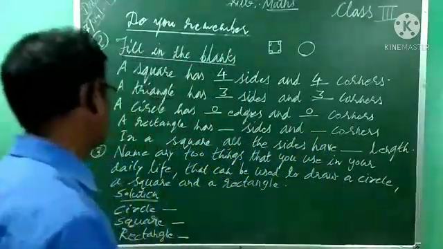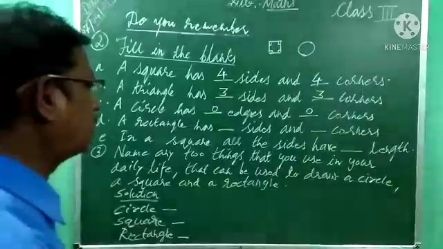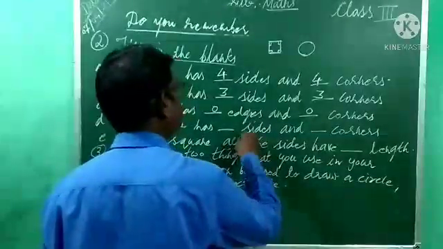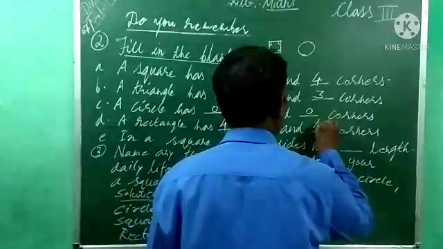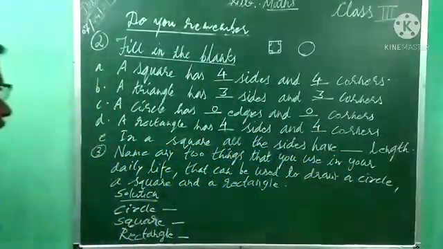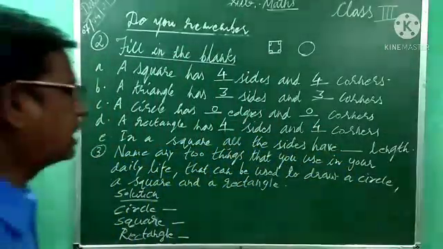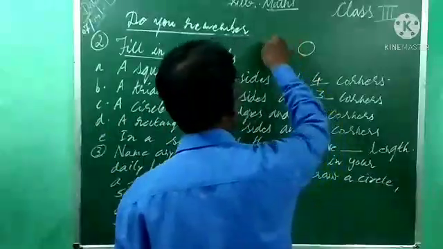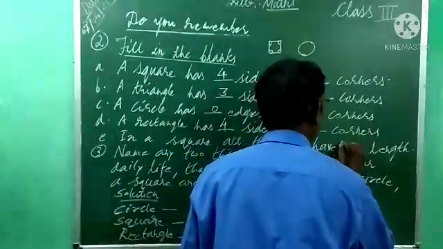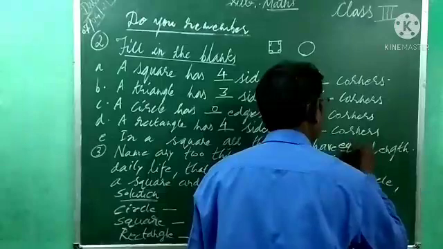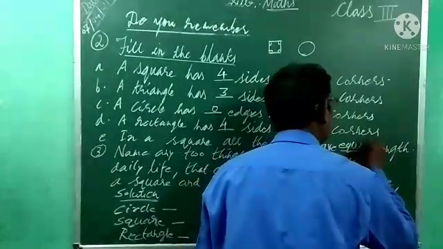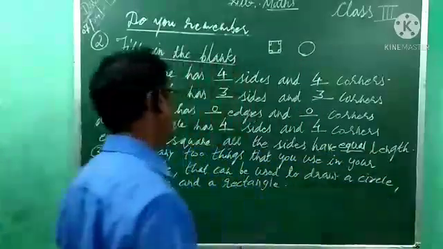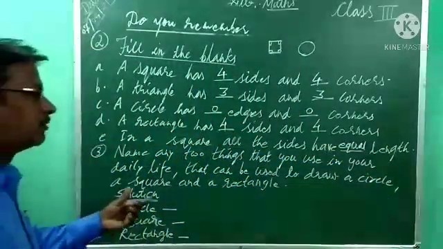So 0, 0. A rectangle has dash sides and dash corner. Rectangle, how many sides are there? Just like square, 4 sides and 4 corners in a rectangle. In a square, all the sides have dash length. In a square, all sides are of equal length. Same length. In a square, all sides are equal in length. Understood? In a square, all the sides have equal length.